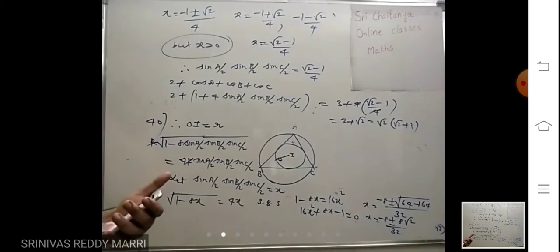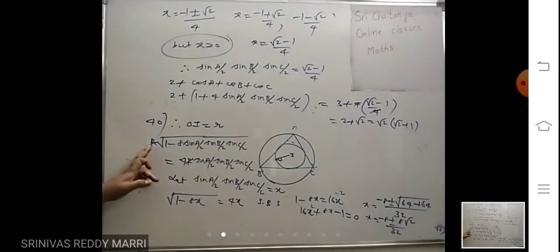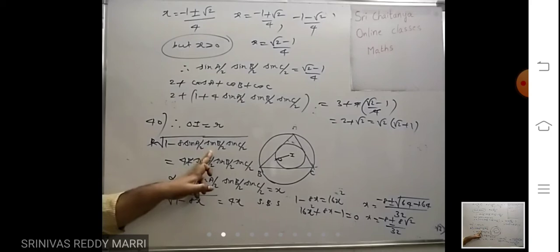Root 2 into root 2 plus 1. D is the correct answer. Here you have to use this formula: IO equal to R. You got this equation, and this formula is nothing but the distance between circumcenter and incenter. This formula you have to use. Right, look at the next problem, 41.